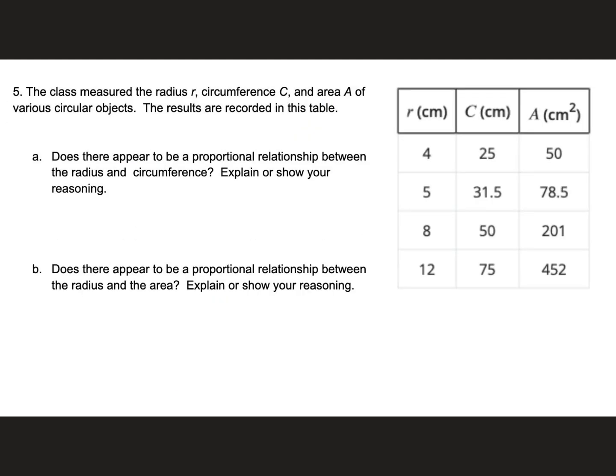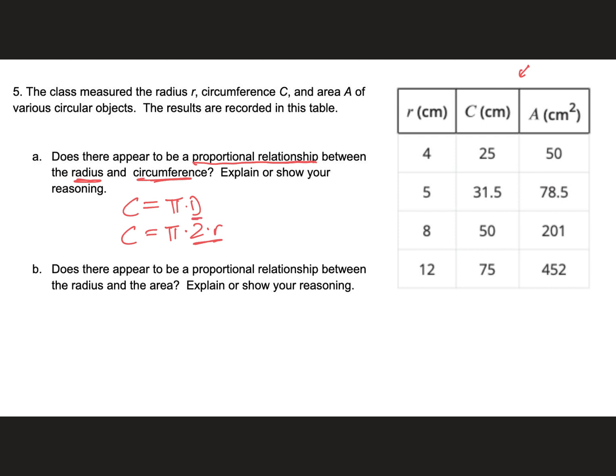The class measured the radius R, circumference C, and area of various circular objects. The results are recorded in this table. So here's my table. I have radius, circumference, and area. Does there appear to be a proportional relationship between the radius and the circumference? Now we know from the formula that circumference is equal to pi times the diameter, or circumference is equal to pi times 2 times the radius, because 2 times the radius is equal to the diameter.